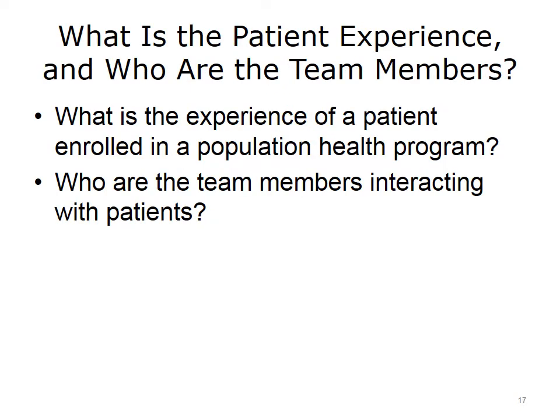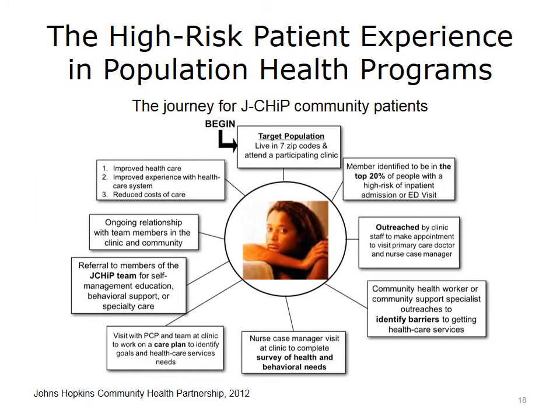We like to look at the experience of the patient who has enrolled in a population health program. And we also like to know who the team members are who are interacting with patients. Let's examine the high-risk patient experience in a population health program called the Johns Hopkins Community Health Partnership, or JCHIP. In Lecture A, we looked at target populations within the 7 zip codes around East Baltimore, around Johns Hopkins Hospital, and we looked at whether or not members attended one of their participating clinics.